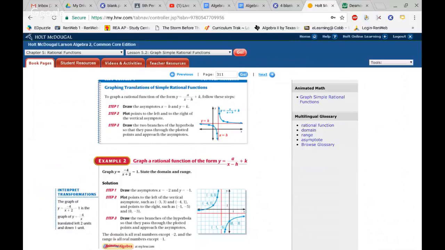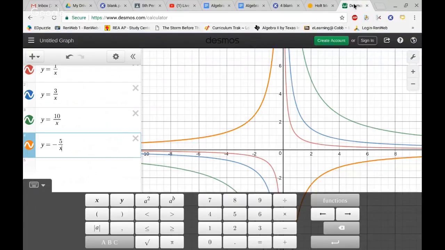Wait, can you give me 1 quick second? Yes. I just have to quickly do number 5. Oh, I'm sorry. Do you want me to go back to Desmos? That would be great. Thank you. No problem. I never know what numbers to plug in.